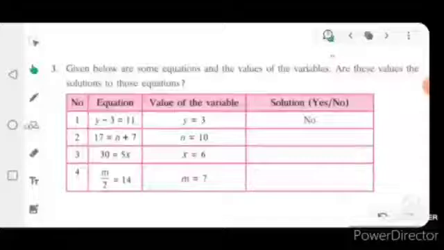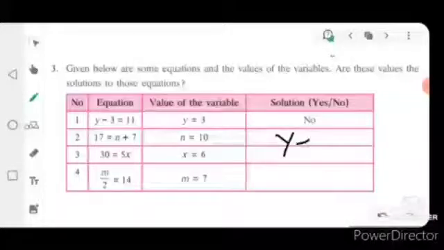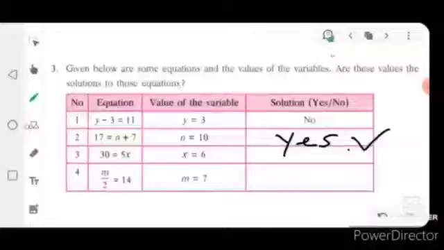Now the next equation, second one: 17 is equal to n plus 7. Here the value of n is 10. 10 plus 7 is equal to 17. Yes, so this is the correct solution. So we can write yes, or we can put a tick. So write down yes over there. So this is all about question number 3.